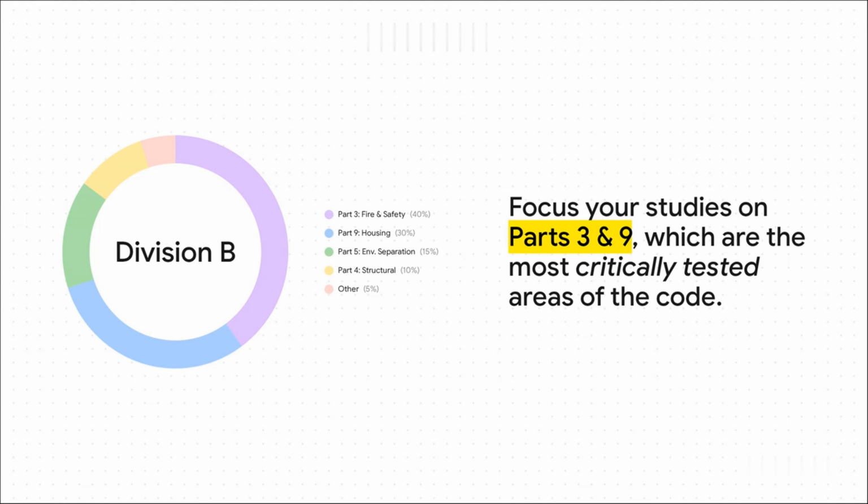So, Division B is massive. Where should you focus your energy? Well, the data's pretty clear. Parts 3 and 9 are the absolute heavy hitters. Part 3 is all about fire and safety for bigger buildings. Part 9 covers housing. And as you can see from this chart, together they make up the lion's share of what you're going to be tested on. So that's where your study priority needs to be.